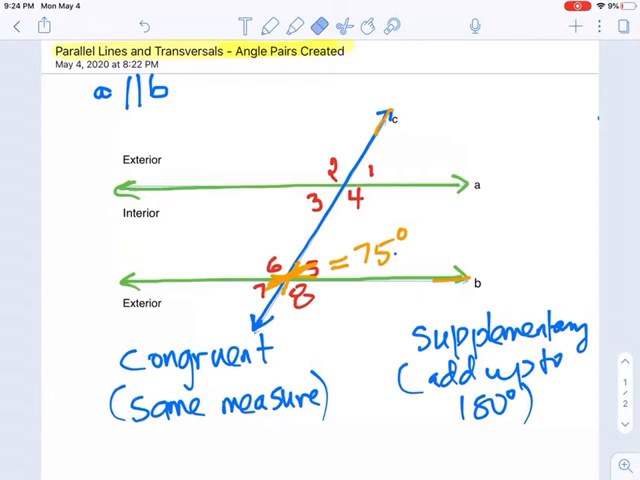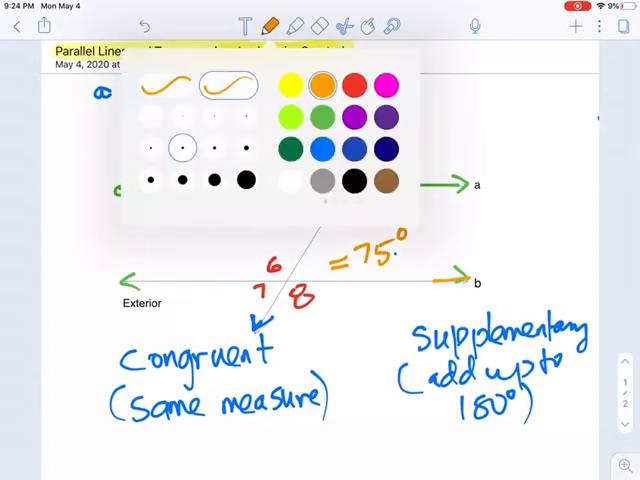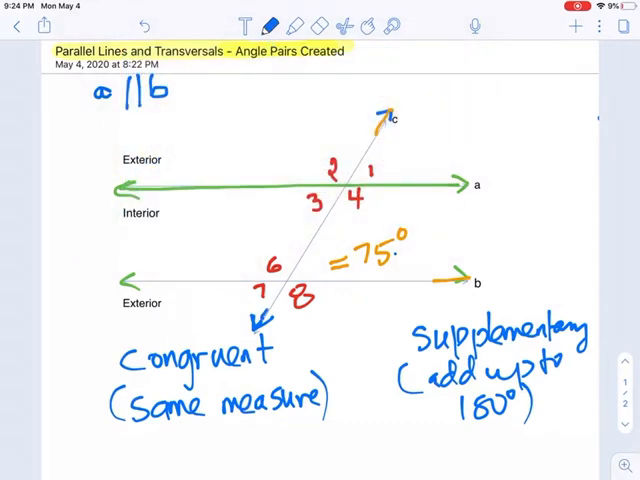So let me remove this. Oh, I lost my parallel line. This happens all the time, so let me try and put it back. All right, good. So my transversal C.